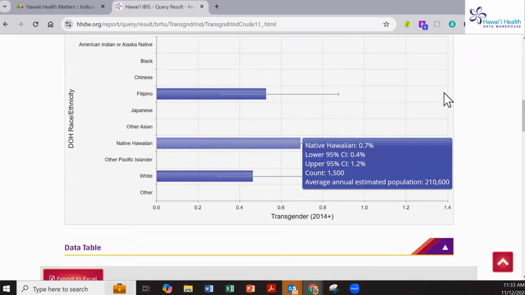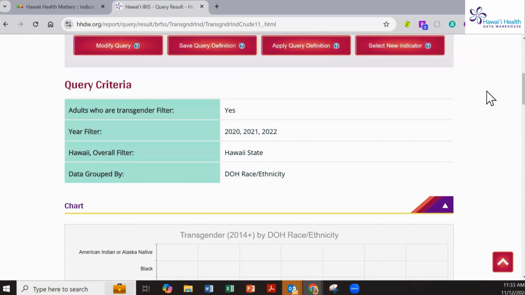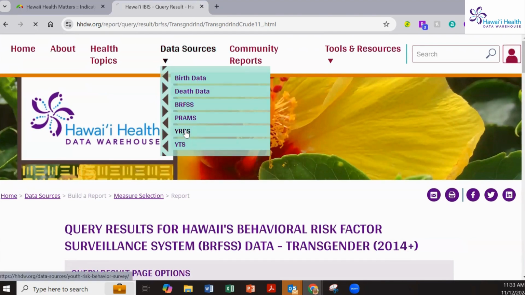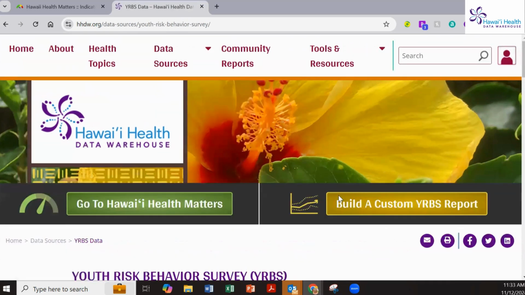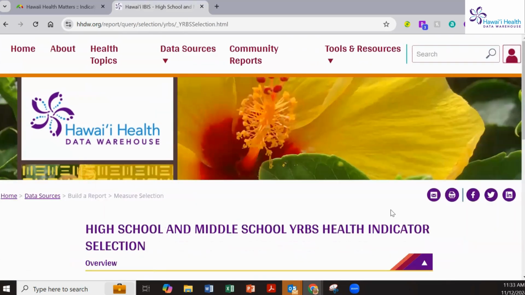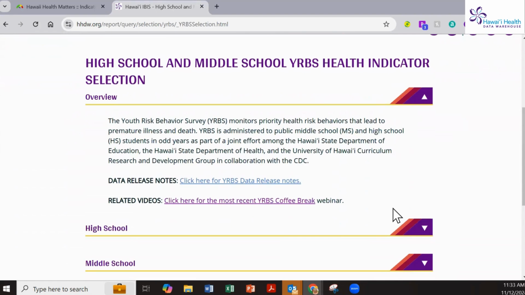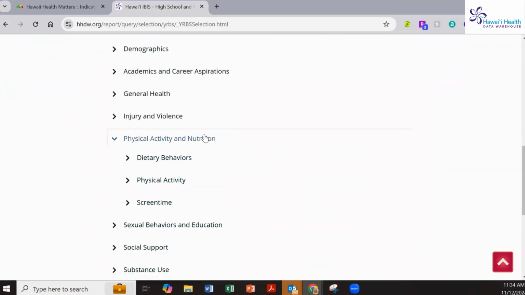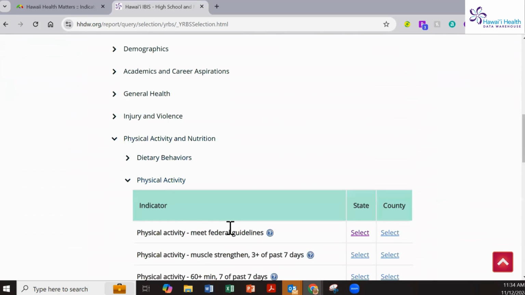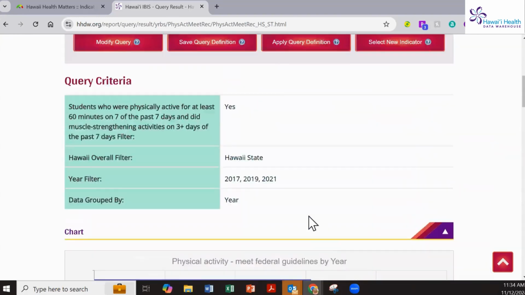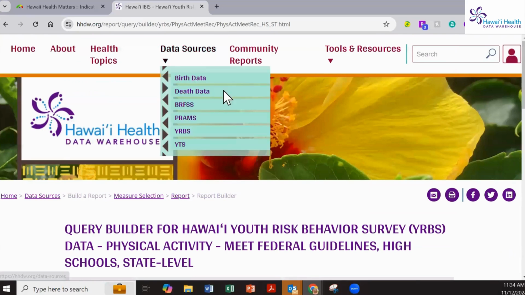All right, the last question asks about physical activity among high schoolers. So I'm going to go ahead and switch to our Youth Risk Behavior Survey data. We're going to build a custom YRBS report. And this asks which sexual orientation had the lowest rate of meeting federal physical activity guidelines among high schoolers in 2019. So we're interested in high schoolers, we're interested in physical activity, and we're interested in meeting the federal guidelines. Now, this is going to show us data for 2017, 19, and 21. And we are interested in data for 2019.